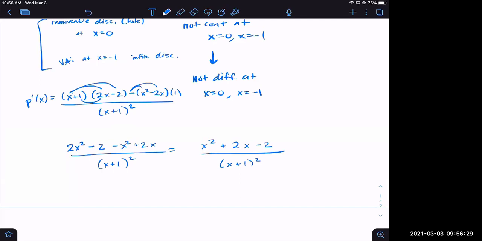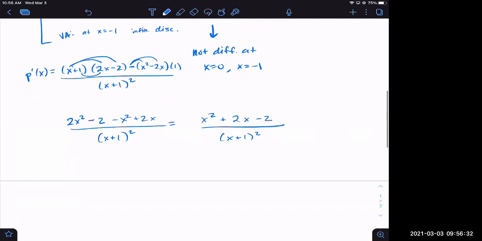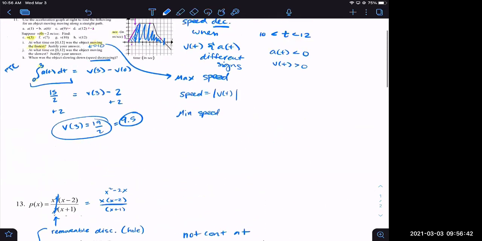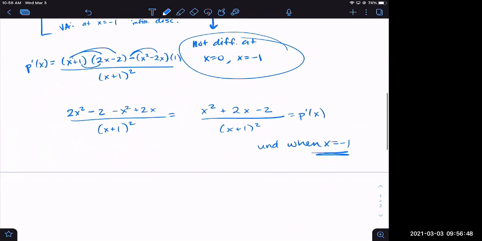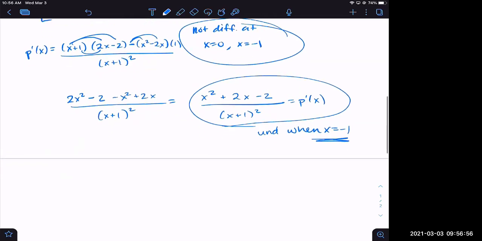Now, I don't have to check anything because if this is the derivative, it's undefined when x equals -1. But I already knew that. I already said it wasn't differentiable there. So I don't really have to add anything else. It's not differentiable because the derivative doesn't exist at that point, because there was a vertical asymptote. So we don't have any other points to list.